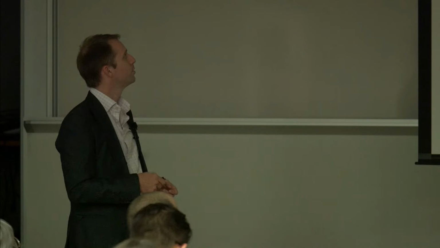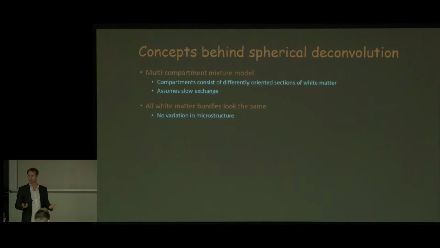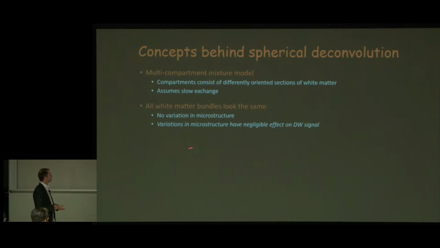Here the compartments consist of differently oriented sections of white matter, and it's assuming slow exchange again. The big assumption is that all white matter bundles look the same. The half-full interpretation of that is that there's no variation in microstructure, so there's no point doing microstructure imaging because we have no contrast there. The way I like to see it is that variations in microstructure have a negligible effect on the signal.